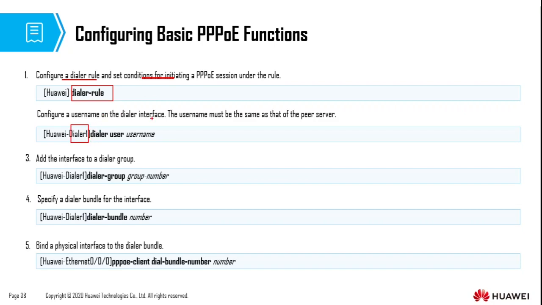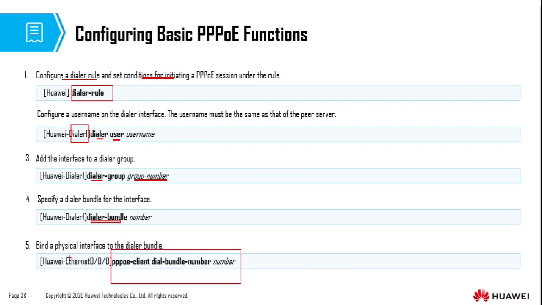Then you can configure the username on the dialer interface using the command dialer user, then the username. After that, you add the interface to the dialer group by using the command dialer group, then the group that you want to add it to. Then you can specify a dialer bundle for the interface by using dialer bundle, then the number of that particular dialer bundle that you want to use. After that, you bind a physical interface to the dialer bundle using the command pppoe.